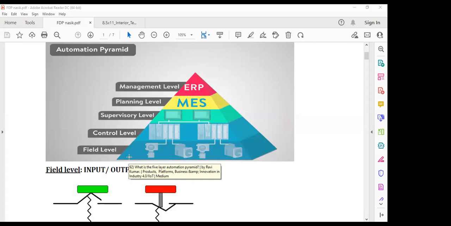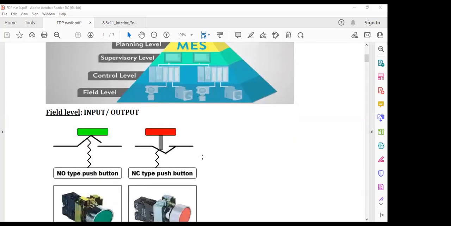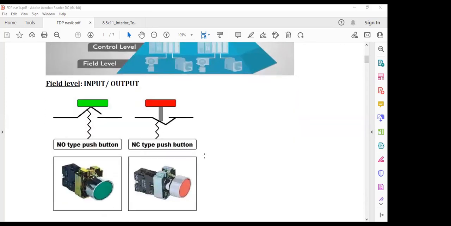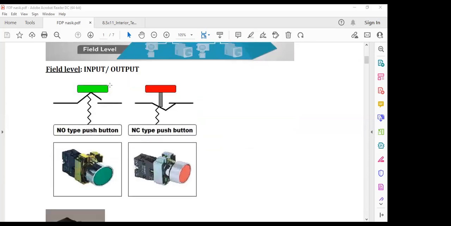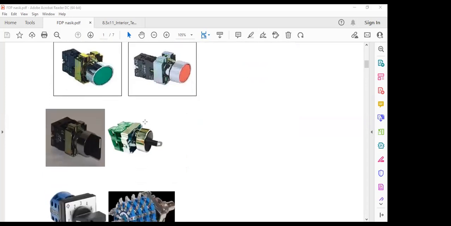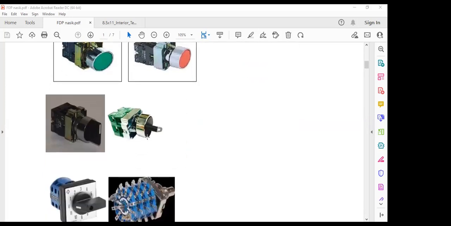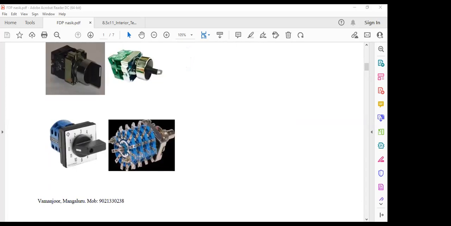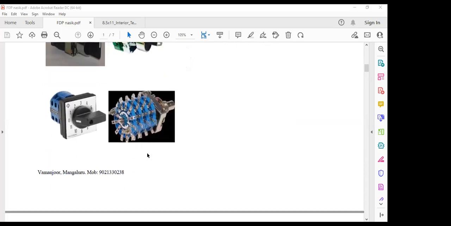I think many of you know about this also. So let me show you very fast. In field devices, we have inputs and outputs. In inputs, we can have push buttons. Such kind of push buttons you have seen in your colleges also, I hope. Then we have selector switches, rotary or binary coded decimal switch, BCD switch.